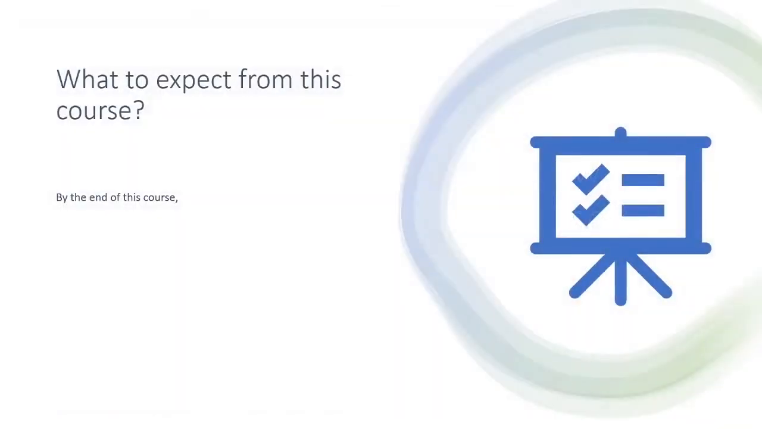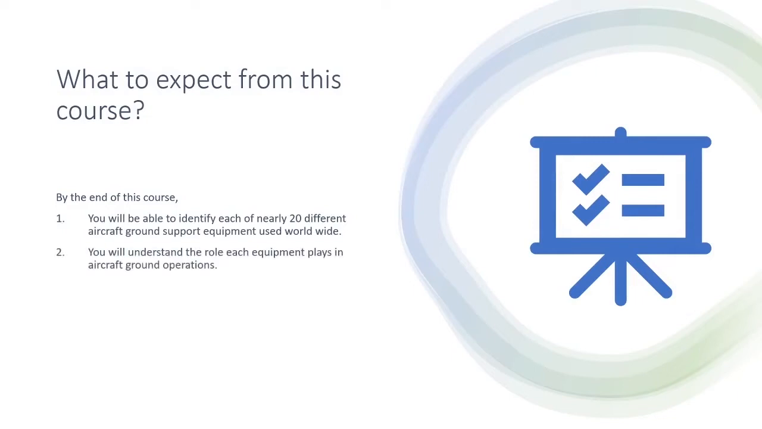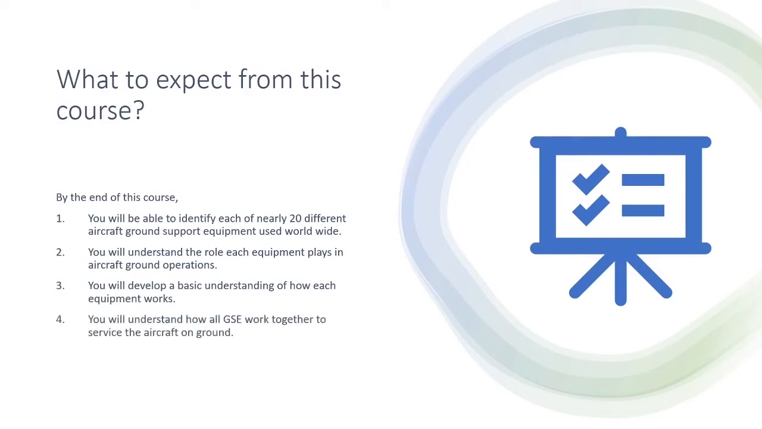By the end of this course, you will be able to identify each of nearly 20 different aircraft ground support equipment used worldwide. You will understand the role each equipment plays in aircraft ground operations and the particular nature of ground support provided by each equipment. You will develop a basic understanding of how each equipment works, what are its major components, and its different types and configurations. You will understand how all ground support equipment work together to service the aircraft on ground.